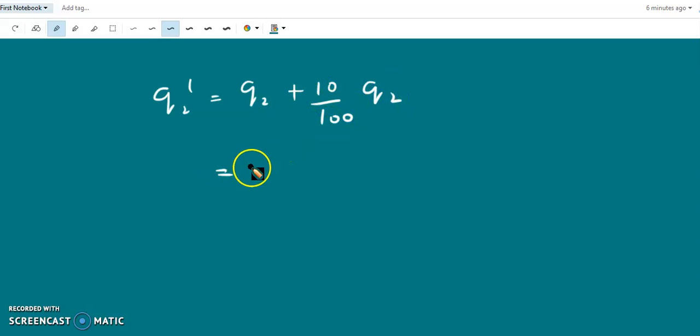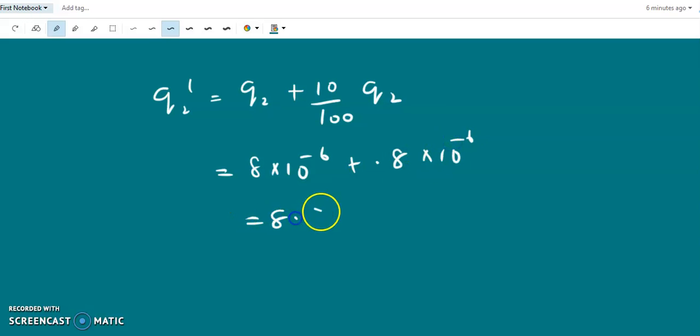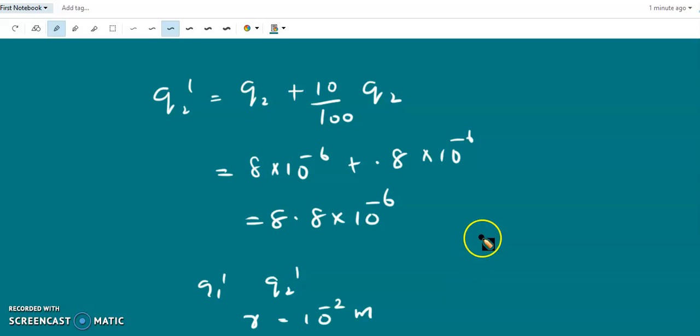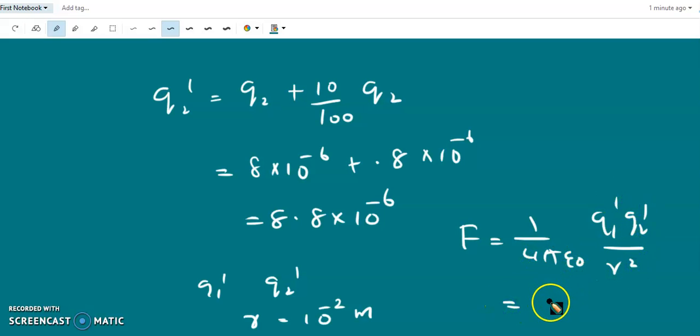അതുപോലെ Q2 prime is equal to Q2 plus 10%, 10 by 100 of Q2. So substituting 8 into 10 to the power minus 6. അതിന്റെ 10% എന്ന് പറയുമ്പോൾ 0.8 into 10 to the power minus 6. 8.8 into 10 to the power minus 6. So നമുക്ക് പുതിയ ചാർജസ് Q1 പ്രൈമും Q2 പ്രൈമും കിട്ടി. അതുപോലെ R നമ്മൾ ഓൾറെഡി കണ്ടുപിടിച്ചു. അതിന്റെ വാല്യൂ 10 to the power minus 2 meters ആയിരിക്കും. നിങ്ങൾ സബ്സ്റ്റിറ്റ്യൂട്ട് ചെയ്താൽ കിട്ടുക. Then the new force is equal to 1 by 4 pi epsilon 0 Q1 prime Q2 prime divided by R square. So substituting this, please find the value of this force. Okay, thank you.